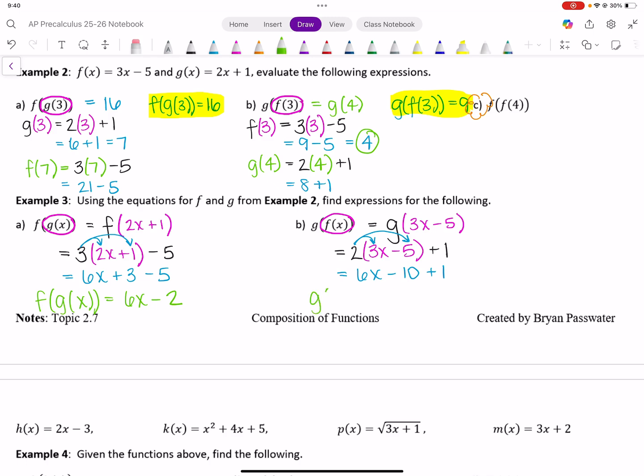So then when we combine our like terms, we can see that g of f of x equals 6x minus 9. So notice how the composition is not the same when we go in different orders. So the order is very important.